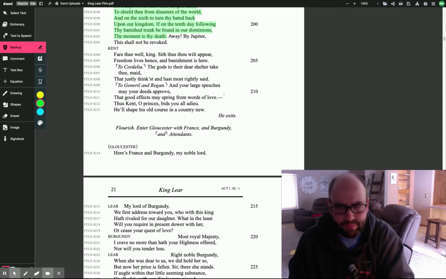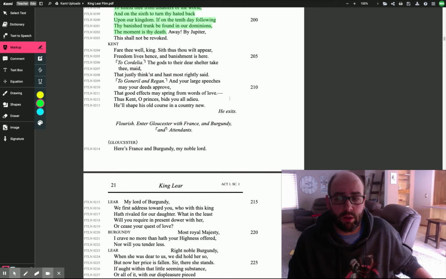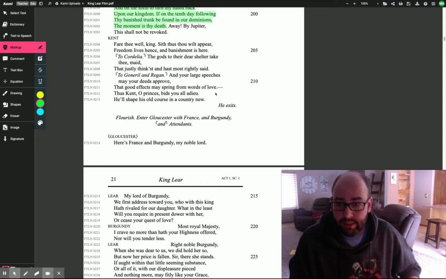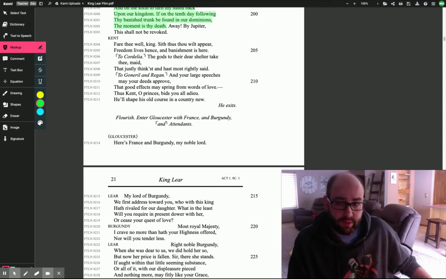And your large speeches may your deeds approve, that good effects may spring from words of love. Thus Kent, O princes, bids you all adieu. He'll shape his old course in a country new.